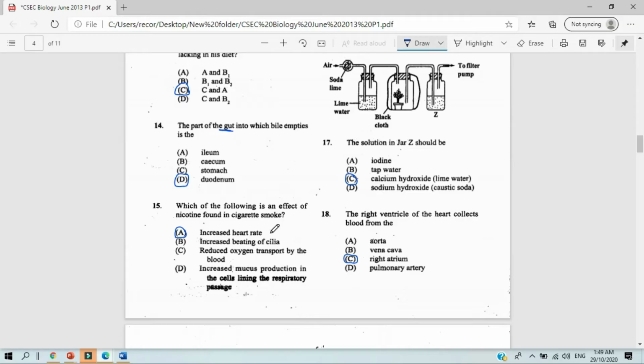Not so much increase the beating of the cilia. No, it doesn't do that. Reduce oxygen transport, that is something that is going to be confined to carbon monoxide, which adheres or forms bonds very easily with the hemoglobin, more readily than oxygen. So our answer here is going to be A for question 15.